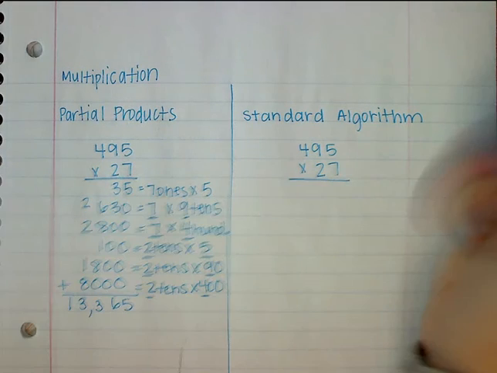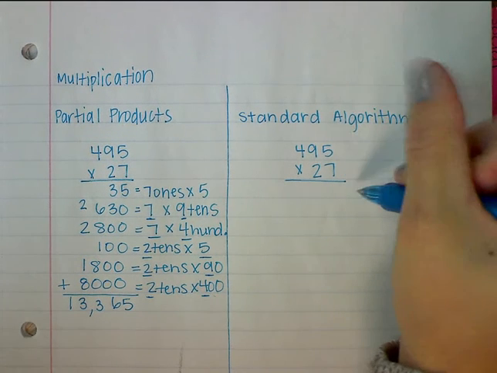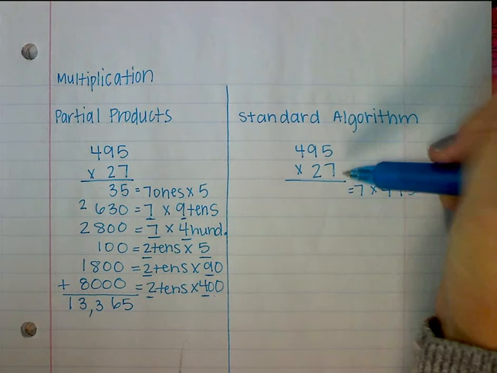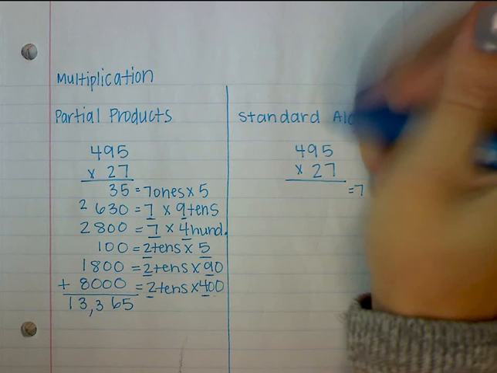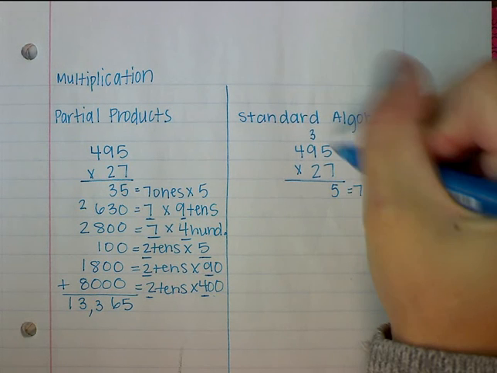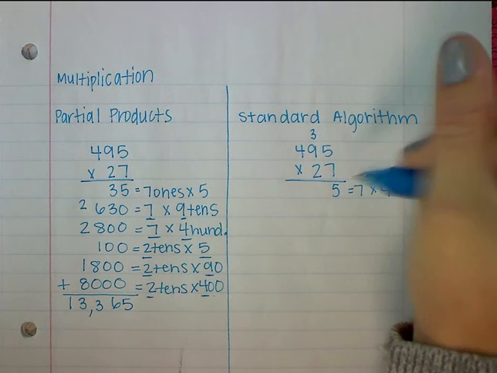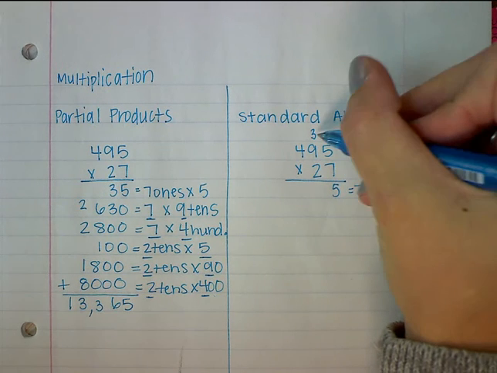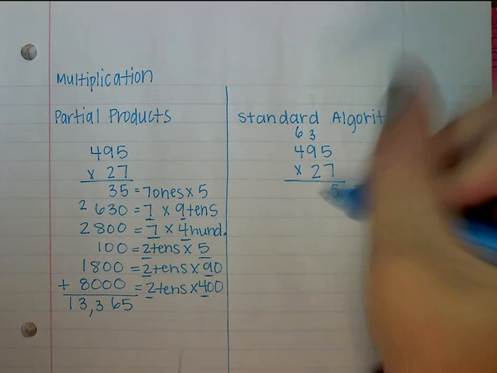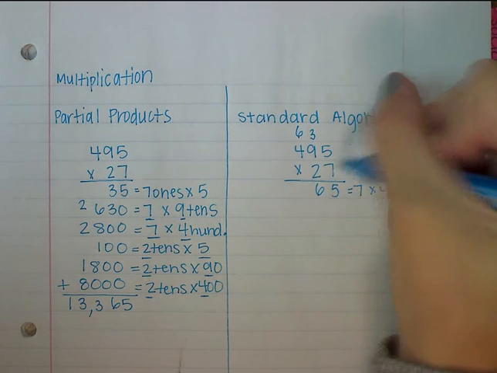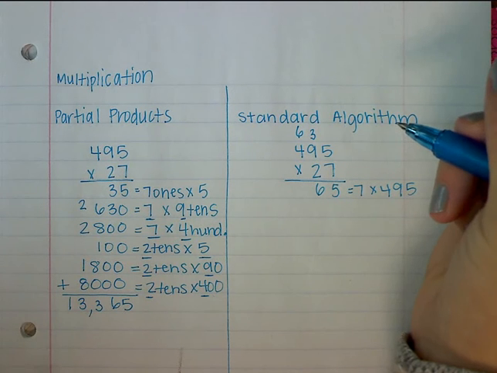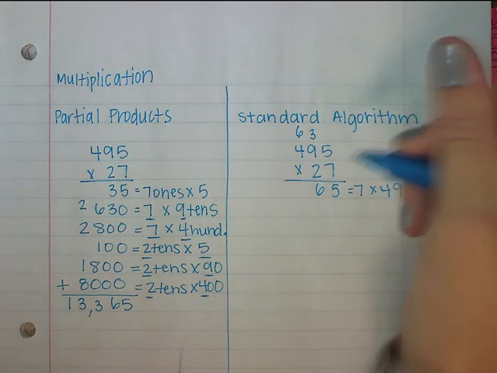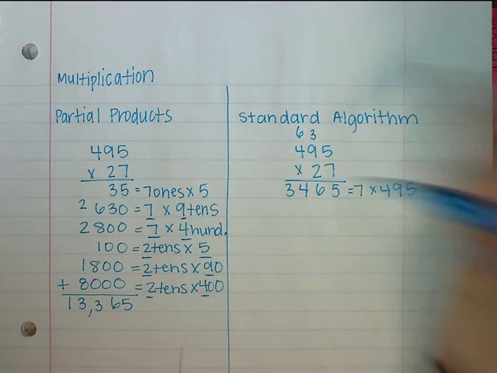Okay, the same problem, doing the standard algorithm, you just do all of this at one time over here. So I'm going to start with 7 times 495. So that's 7 times 5 ones, so that's 35. So I'm going to regroup my 3 tens and put it up in the tens column. And then I have 7 times 9 tens, so that's 63 tens plus 3 more tens, which is going to be 66 tens. And then I have 7 times 400, so that's going to be 28 hundreds, plus 6 more hundreds is going to be 34 hundreds.